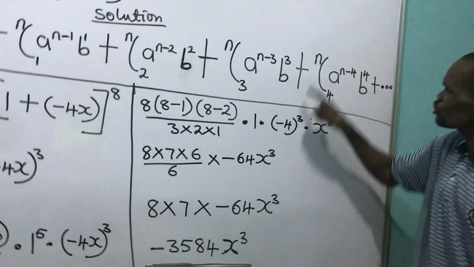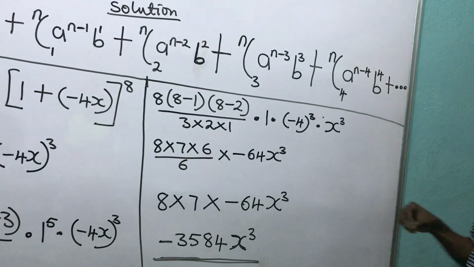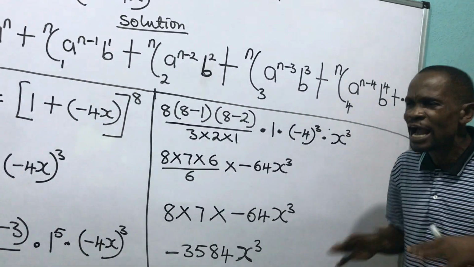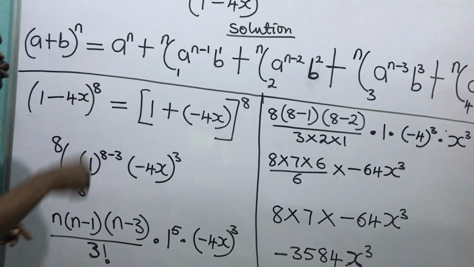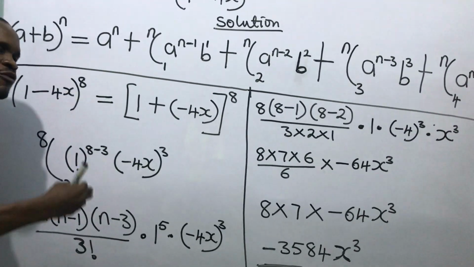Then plus, out of N, I'm choosing 4. What will happen to the power of A? It will drop by that 4 I'm choosing. And the power of B will be that 4 I chose. From this formula, I find out that whatever I'm choosing is the power of B, and that is what the power of A will reduce by.